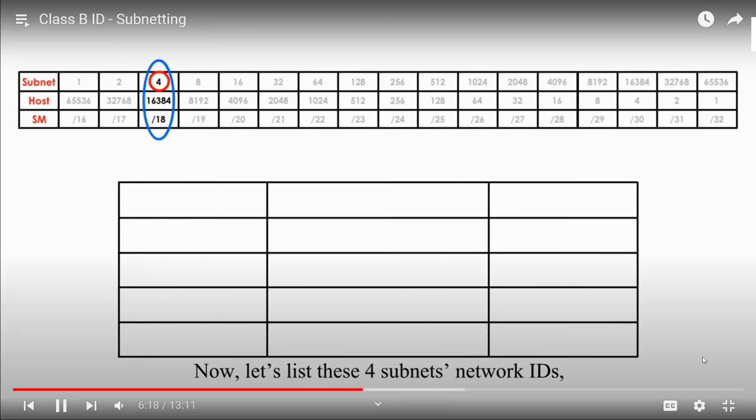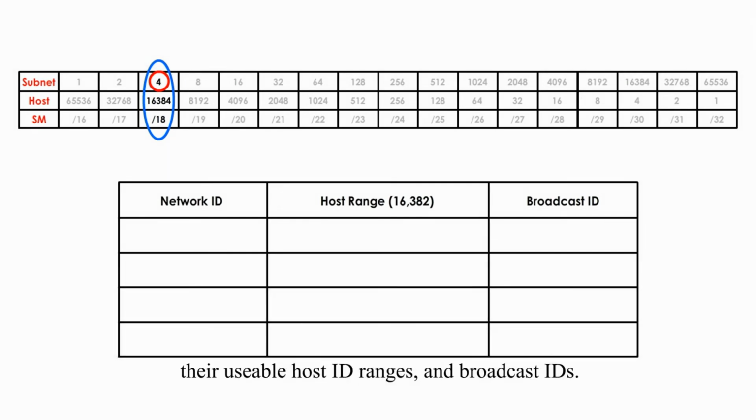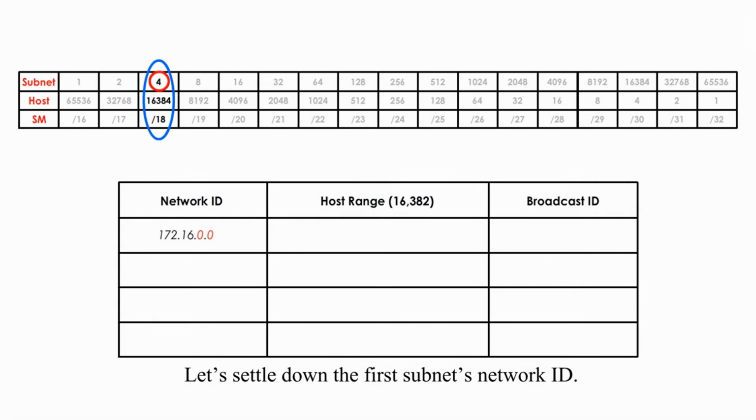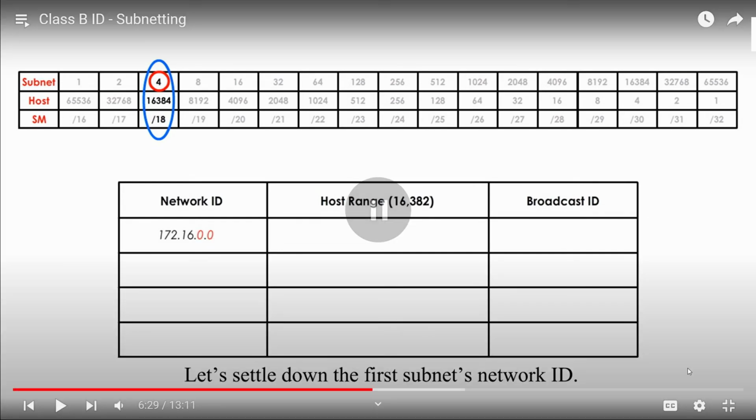Next, the network IDs, their usable host ID ranges, and broadcast IDs. Let's write down the first subnet network ID.